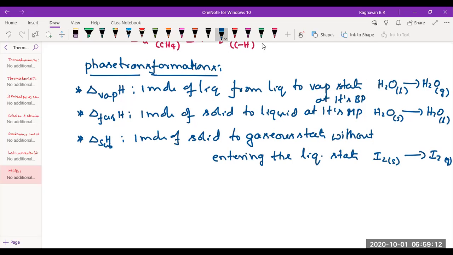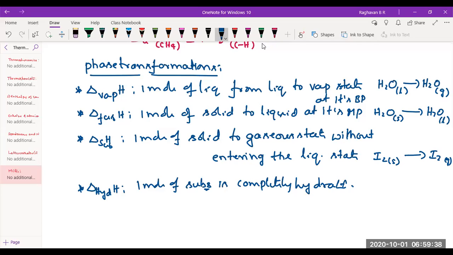Similarly, enthalpy of hydration is there. Enthalpy of hydration means when 1 mole of substance is completely hydrated. For example, when you take copper sulfate, when it gets completely hydrated, it becomes copper sulfate pentahydrate. Then whatever enthalpy change there is, it is enthalpy of hydration.